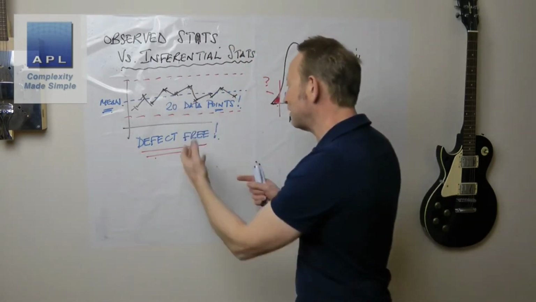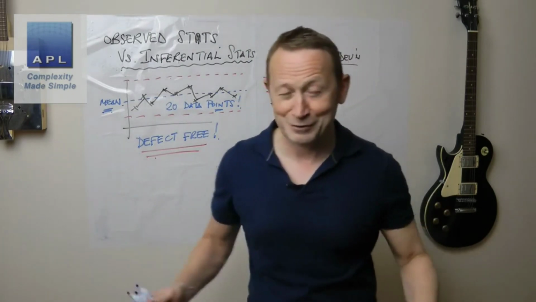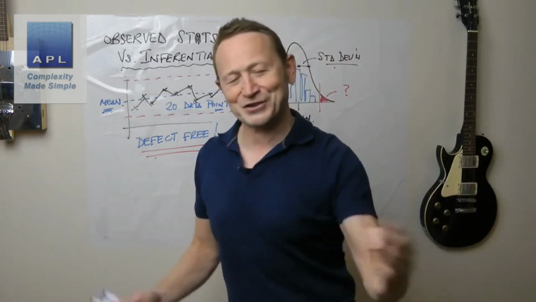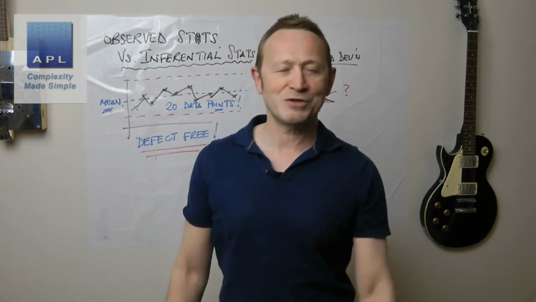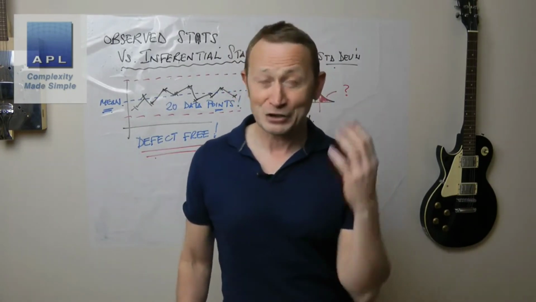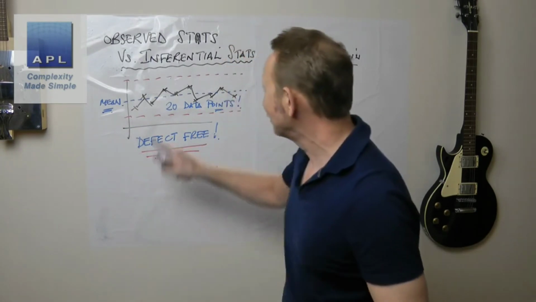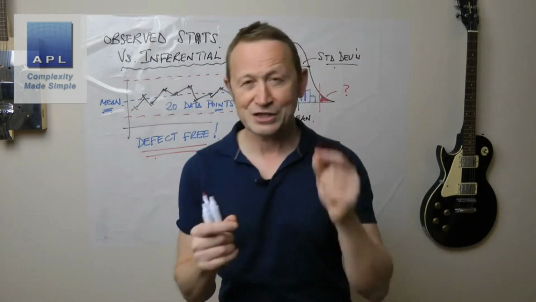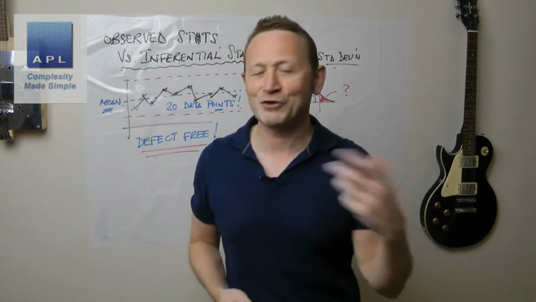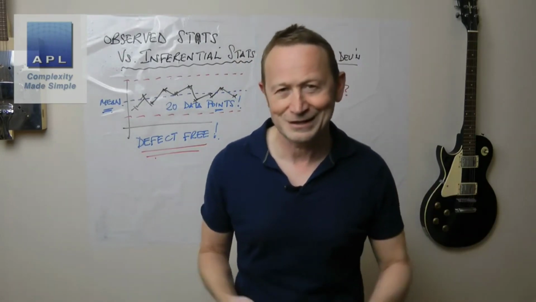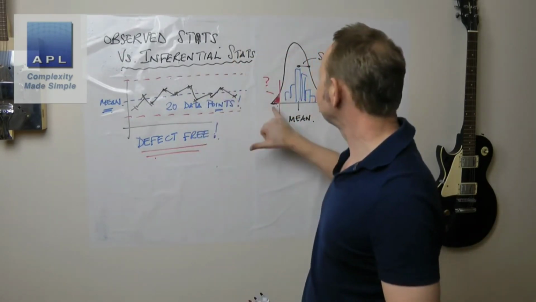So you've taken 20 data points, they're all defect free, and now you're about to say, release the product, it's going to run brilliantly. You are about to make the biggest mistake ever, and you're about to cost your company thousands and thousands of pounds. But if you use inferential statistics, something that you were probably taught in your degree, but you brushed off and thought you didn't need this stuff, here we go.